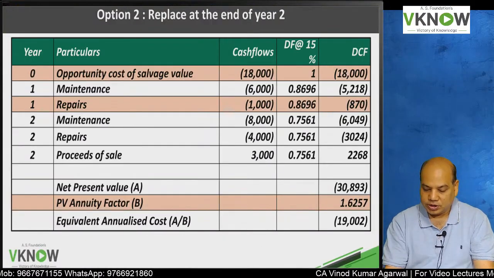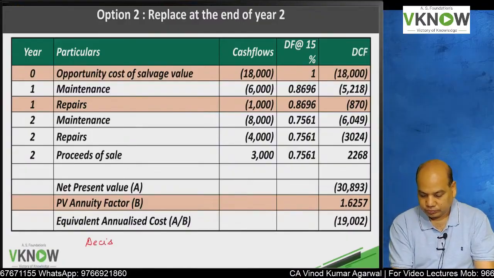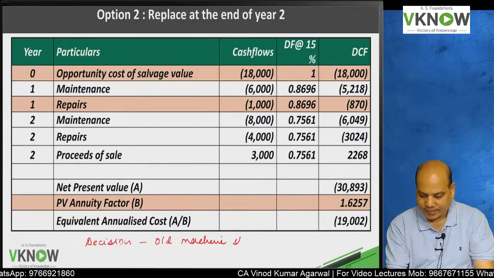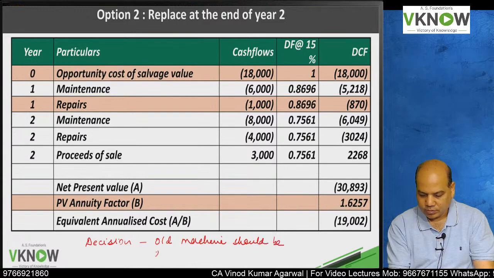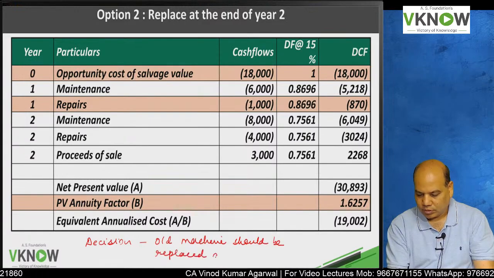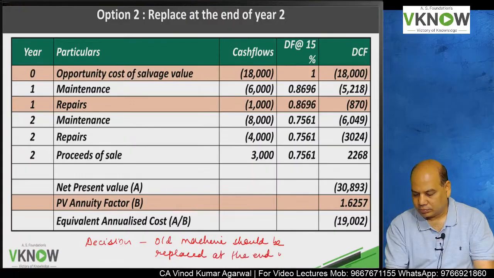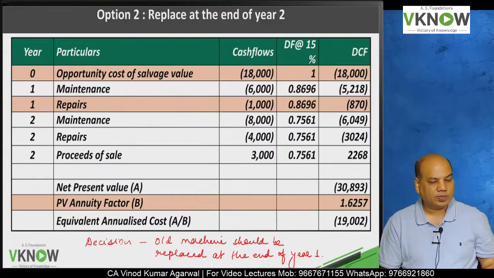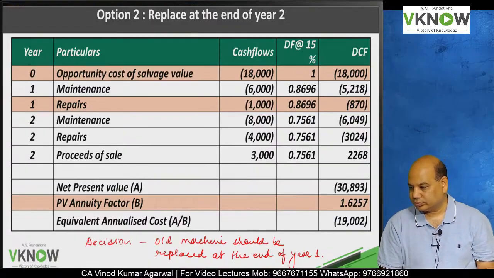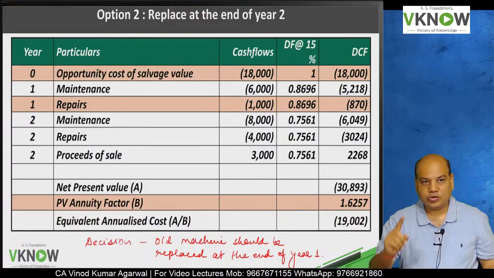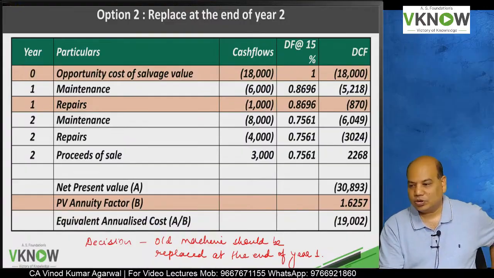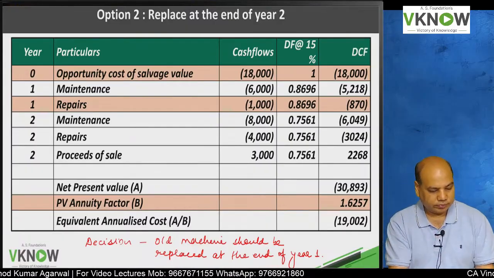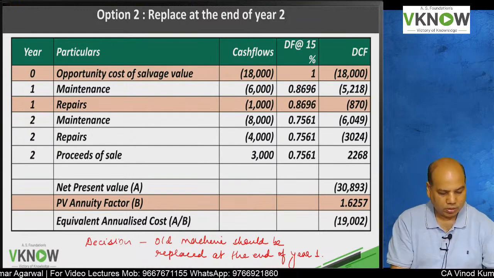Write down the decision. Old machine should be replaced at the end of year 1, because EAC is lowest. Right?